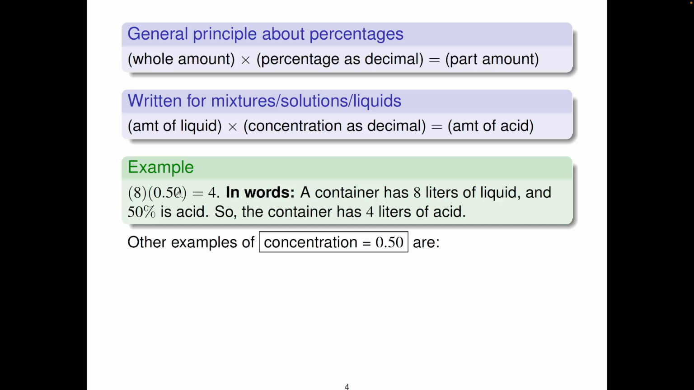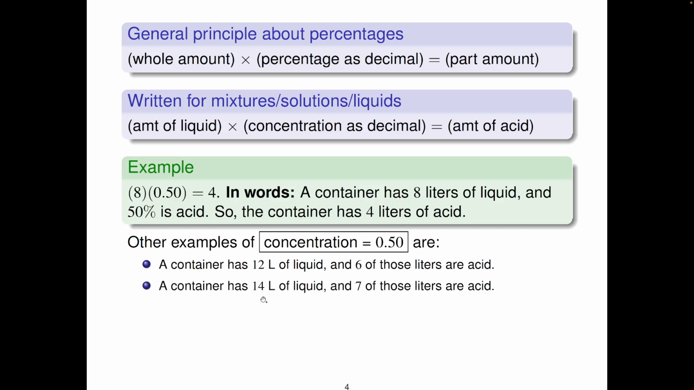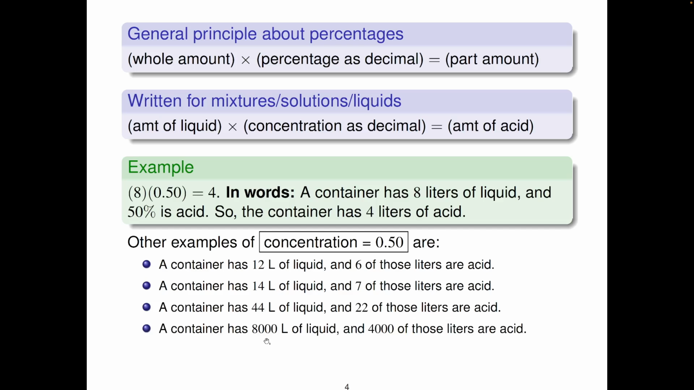By the way, this is not the only way you can have a concentration of 0.50 or a 50% concentration. You could have a container with 12 liters of liquid and 6 of those liters, half of it, is acid, or a container which is 14 liters of liquid and 7 of those liters, half, is acid, or if the container had 44 liters of liquid, then half of it, 22 of those liters, would be acid. I mean, there are so many examples of this.